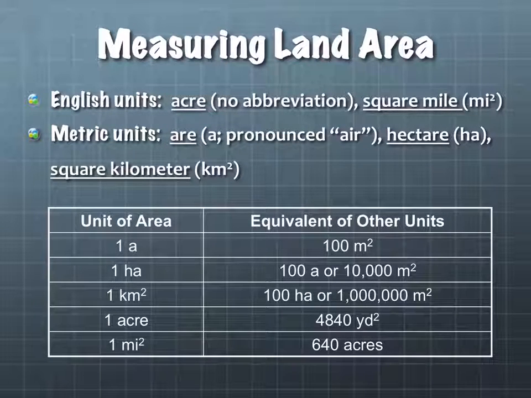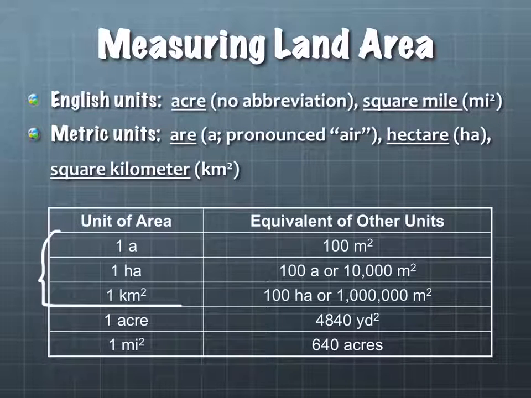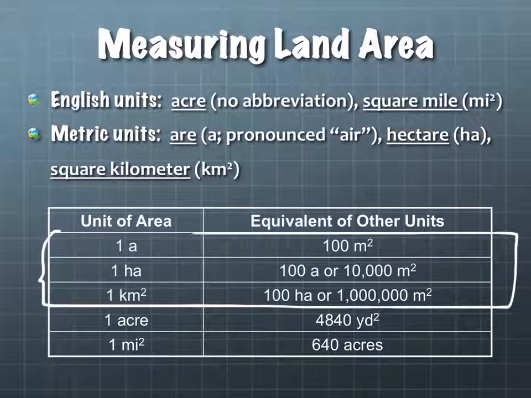1 are is 100 meters squared. 1 hectare is 100 are or 10,000 meters squared. 1 kilometer squared is 100 hectares or 1,000,000 meters squared. So we see all those powers of tens and everything. And then you'll notice the last two, so these first three are your metric ones, right? These are all metric. And the bottom two are the English ones. 1 acre is 4,840 square yards, and 1 square mile is 640 acres.